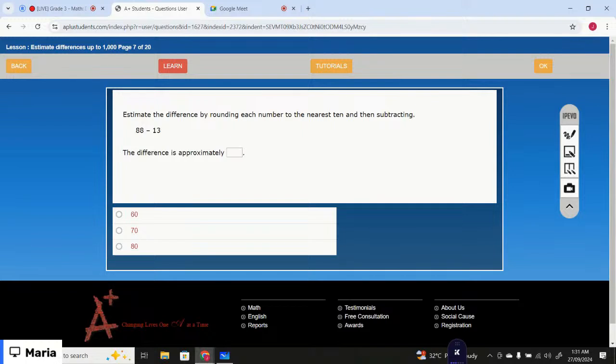The correct option is: 88 is rounded off to 90 and 13 is rounded off to 10. So 90 minus 10 is 80. The correct option is 80. Option number 3 is the correct option.